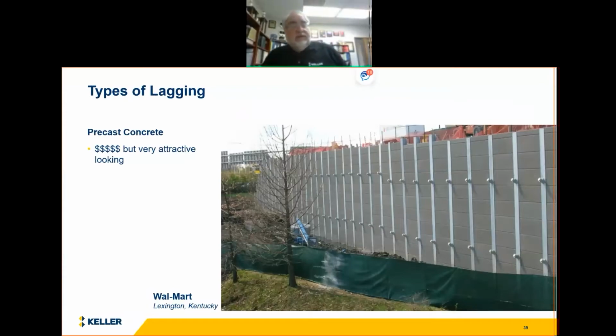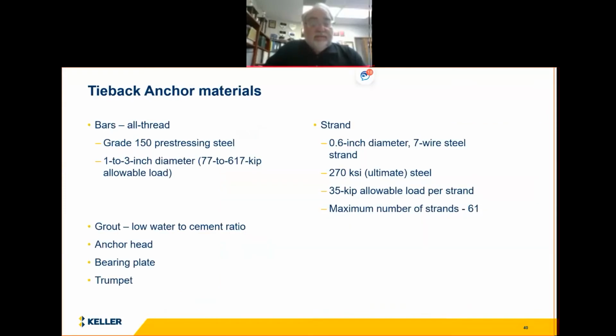This is a project from Lexington, Kentucky, where a mechanically stabilized earth wall had failed, and this is for the Walmart folks. We put this very nice looking double anchored wall in front of the failed MSE wall and used some very attractive precast concrete blocks. This was not cheap, but it's a very nice looking wall, as you can see here, and it's one of the lagging types that are available when you're using soldier piles and concrete.